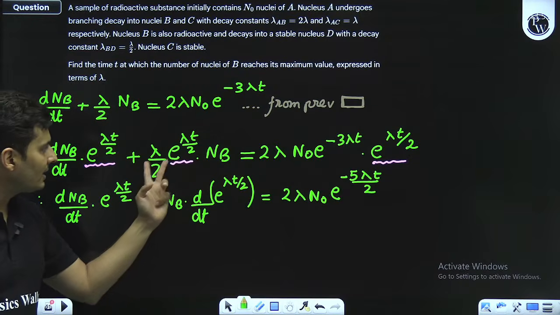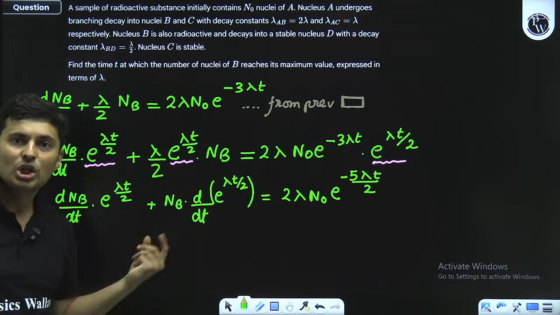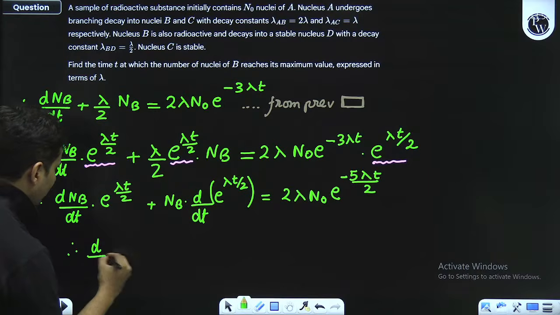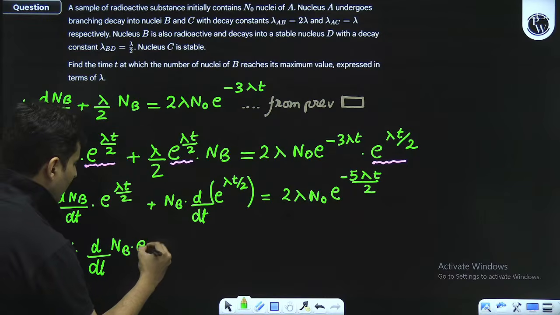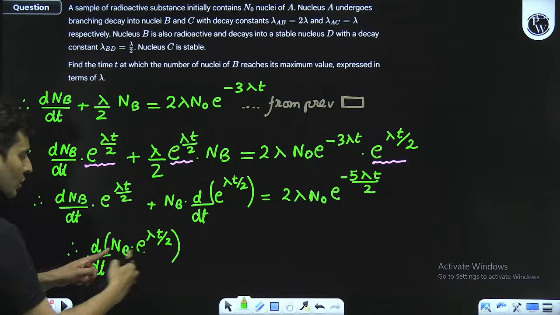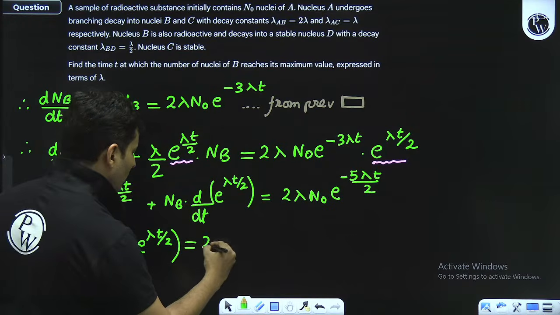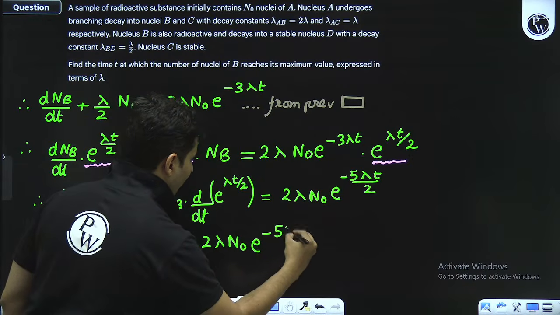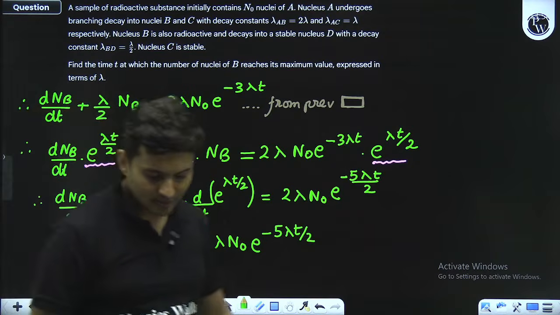This derivative is exactly this. Now this is uv dash plus vu dash. So we can just combine it into one single term, and I can say this is d by dt of nb into e to the power lambda t by 2. This whole thing, uv's derivative, is v dash u plus uv dash, is equal to 2 lambda n naught e to the power minus 5 lambda t divided by 2.